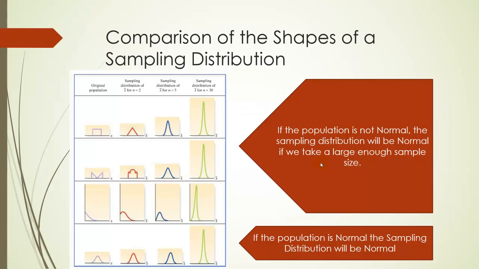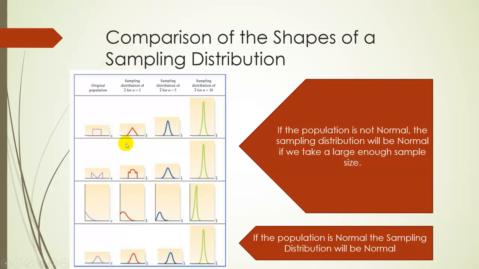All right, just to kind of summarize what we were saying. If we start off with a normal distribution, like this little purple distribution down here, then even if we have a sample size of 2, it's still going to be normal. And if we have a sample size of 5, the sampling distribution is still going to be normal. And if we have a sample size as large as 30, it's still going to be normal. It's just going to have a smaller standard deviation.